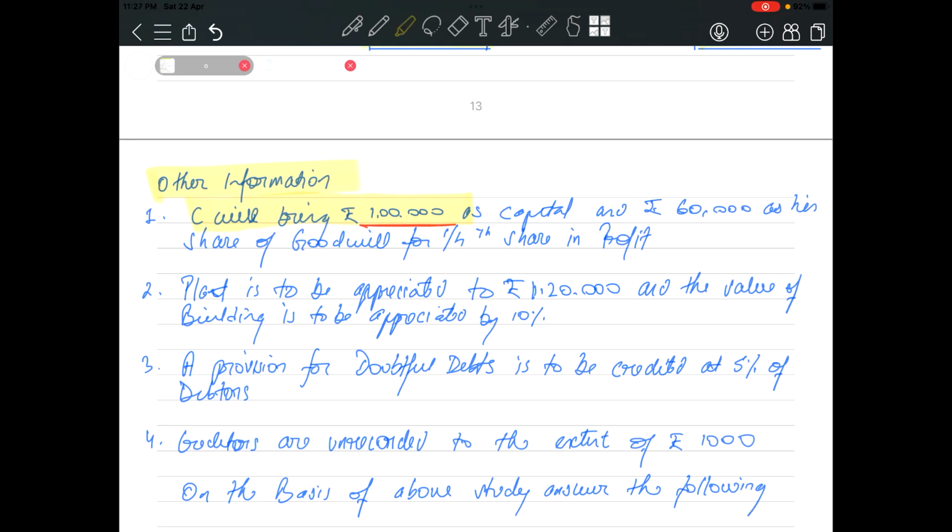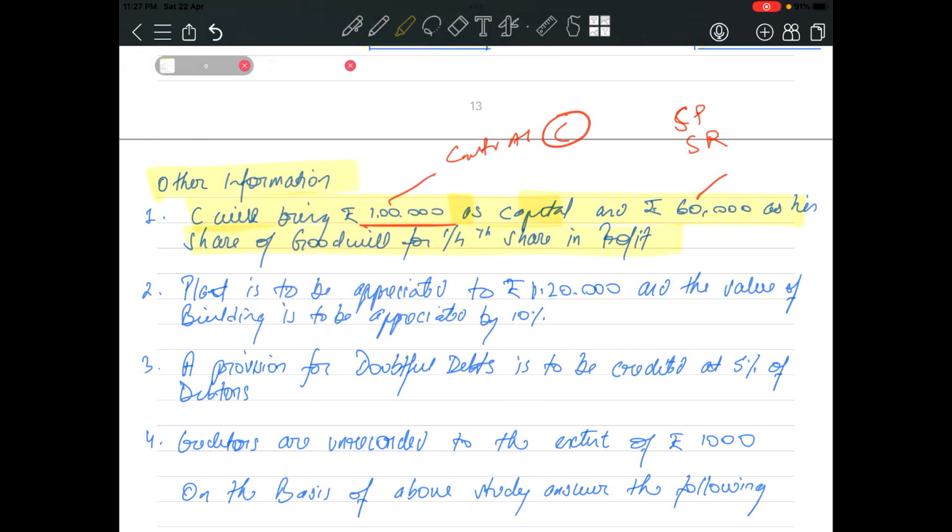As capital and 60,000 as his share of goodwill for 1/4 share in profit. We know that this 1 lakh will go to C's capital account, and this goodwill will go to the sacrificing partners' capital account in the sacrificing ratio.